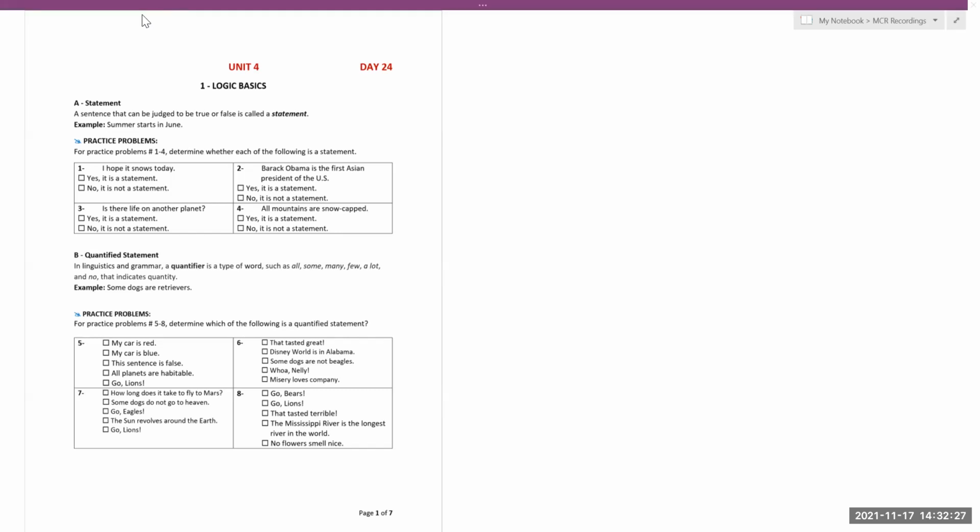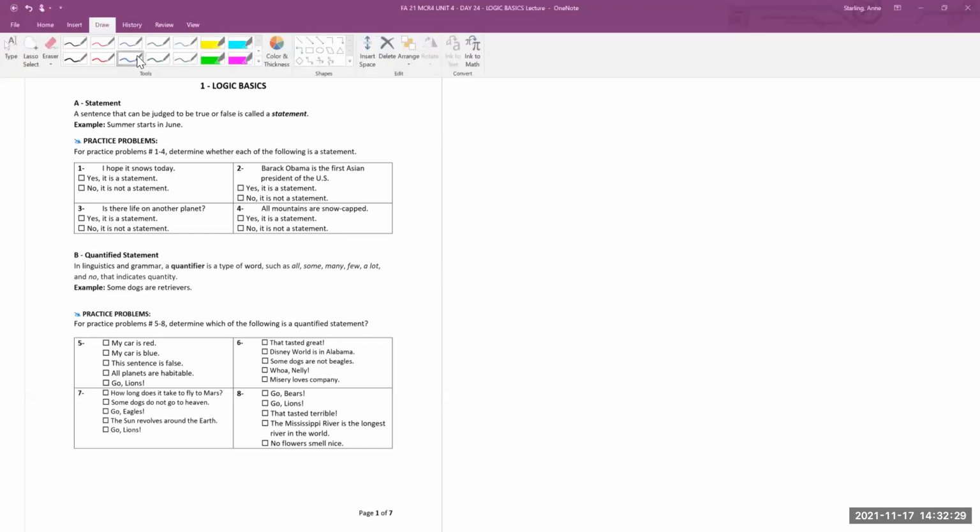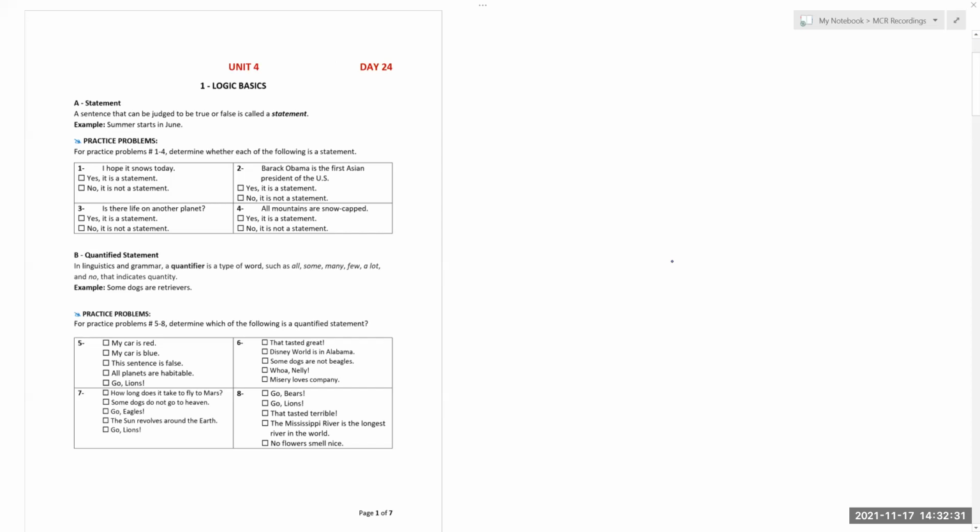So what we're going to start with today is logic basics. So really talking about arguments, truth tables, things like that, and just getting into some logic. So I'm going to start with just the idea of what a statement is.